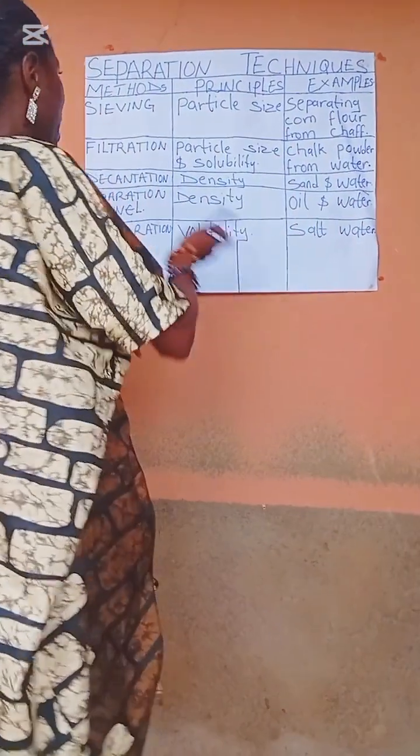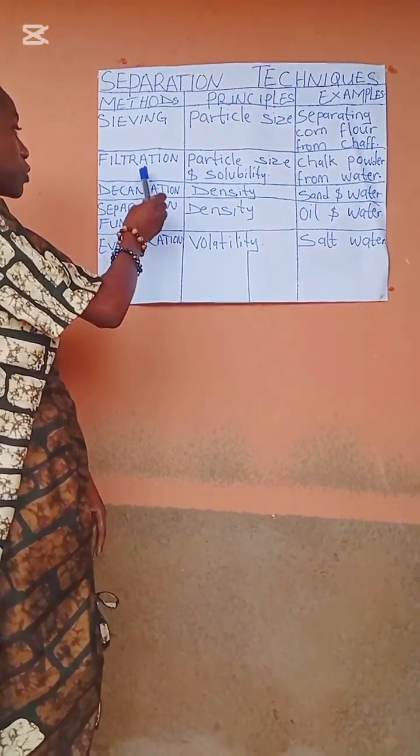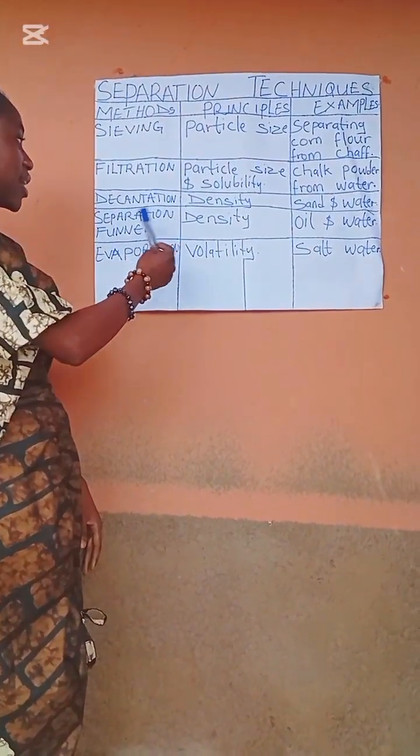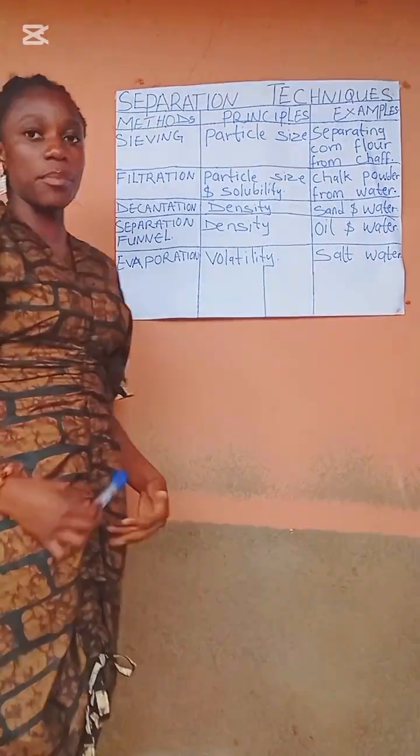First of all, why do we separate mixtures? First, in order to get pure substances. Secondly, in order to remove unwanted substances. And thirdly, in order to study the various components in a mixture. So today, we'll be looking at 5 separation techniques for today's class. We have sieving, filtration, decantation, separation funnel, and evaporation.